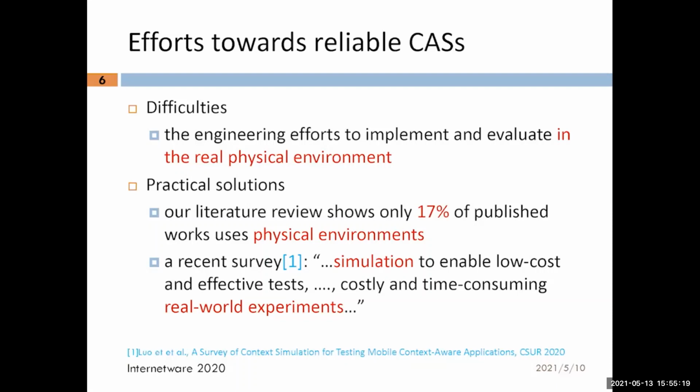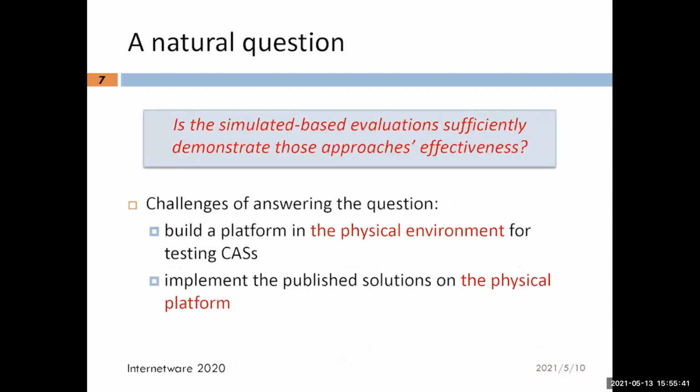According to our literature review, only 17% of published work uses physical environments, which aligns with a recent survey. The survey attributes this phenomenon to the cost of real-world experiments. So there is a natural question: do simulation-based evaluations sufficiently demonstrate an approach's effectiveness? The major challenge in answering this question is building a testing infrastructure in the physical world for testing CAS. Building such a testing platform also requires effort on implementing the software modules that support testing and validation approaches.